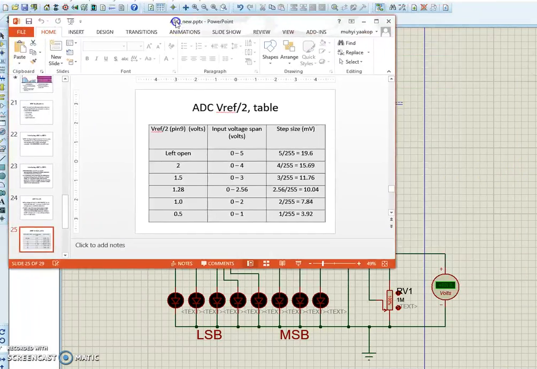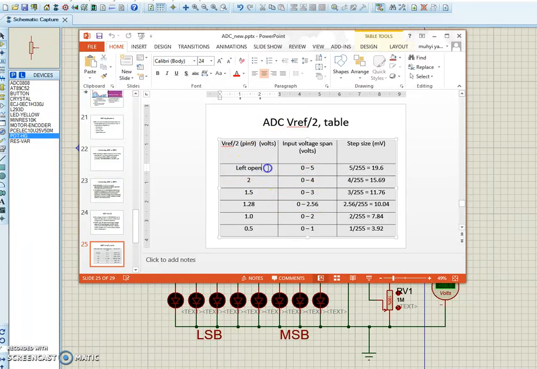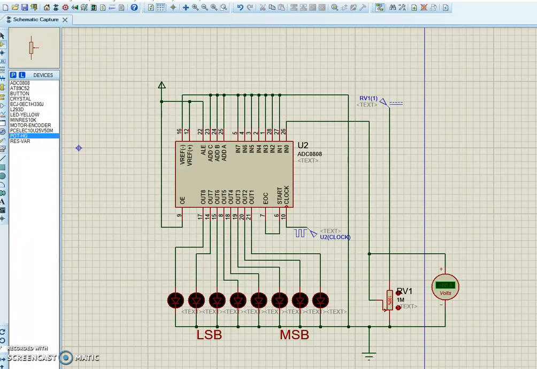If you remember, in the table I showed you earlier, we are going to leave it open. Left open means that it is not connected, but the better practice is to connect it to ground. So connect the Vref negative to ground, and Vref positive is connected to 5 volt.